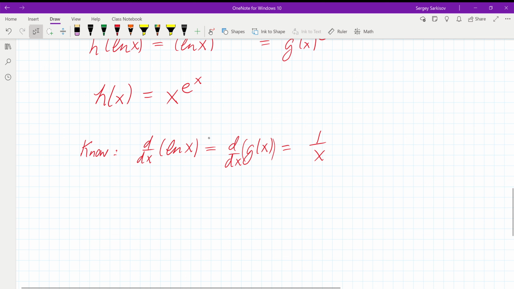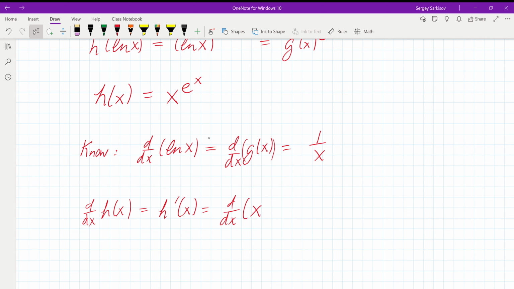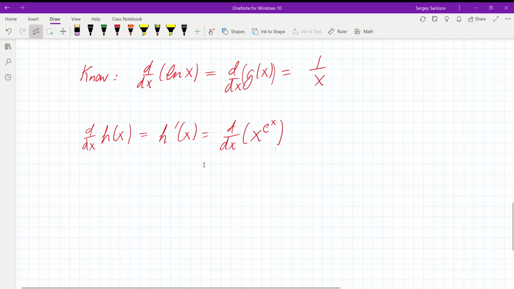Now, what is the derivative of h of x? That's what I'm interested in. In other words, what is h prime of x? What's the derivative, let me write it different ways, of x to the e to the x power? Well, let's try to do this. This is a little bit more feasible than having ln to the x, and that's what I was going for. So let's go ahead and do this: x to the e to the x. All right, what do we do here?